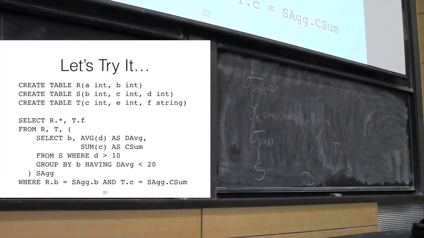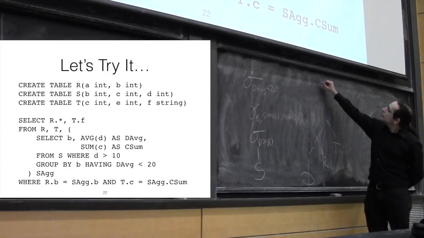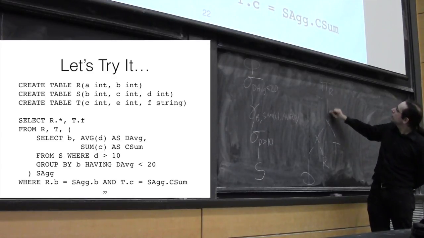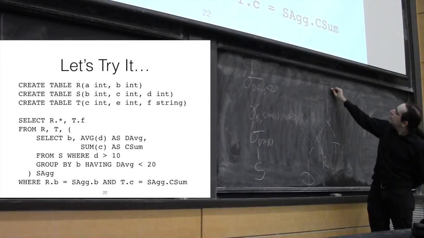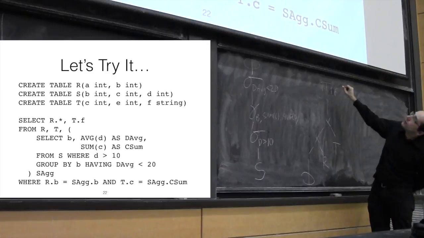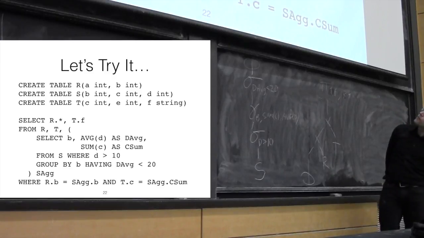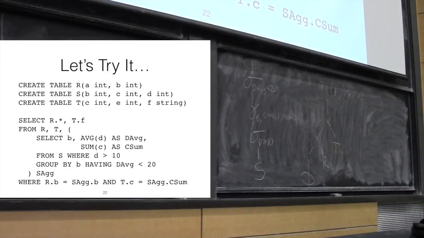Yes, F from T. Okay, so I do want to do a projection in here. So I need T.F, and then I need all of the attributes of R. All right, looks like I've handled most of this.